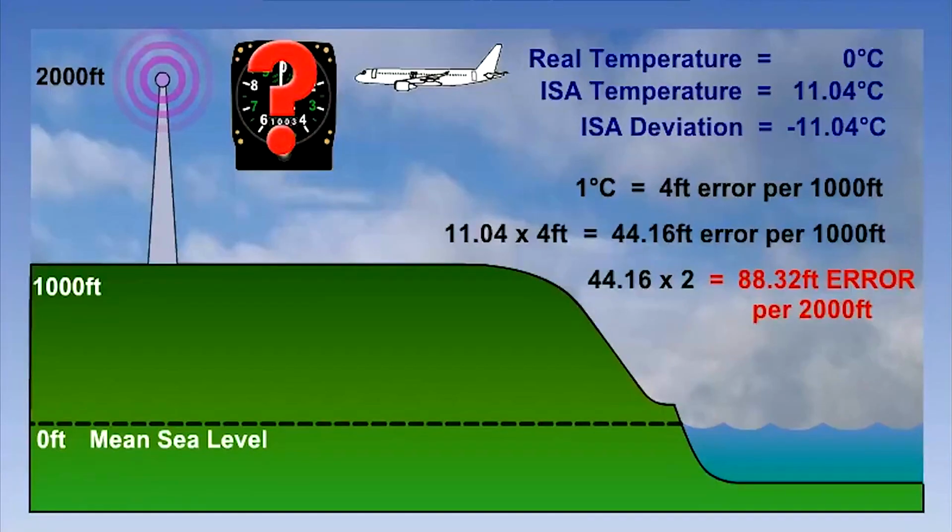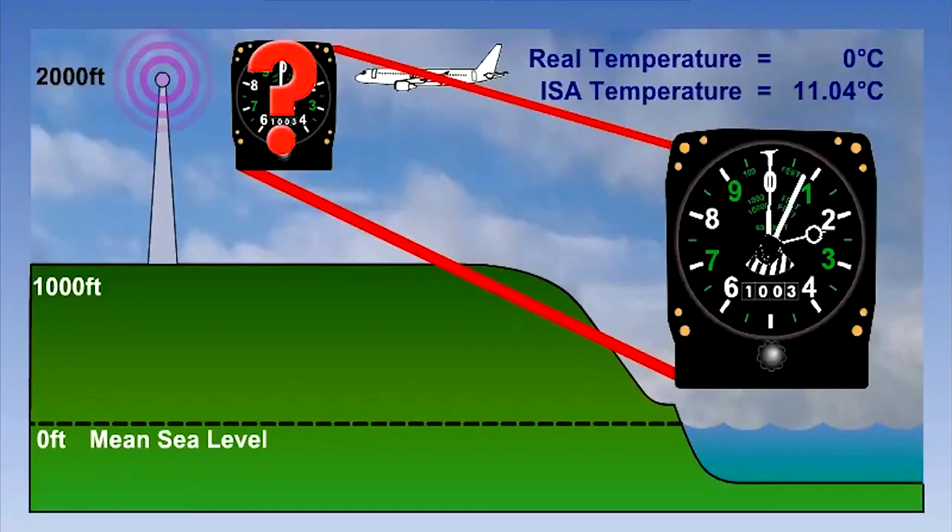If our aircraft is flying level with this mast, which has been shown to be 2000 feet above mean sea level, then that must be our true altitude. But will our indicated altitude be more or less than our true altitude? If you remember from earlier, we said that in colder than ISA conditions, the altimeter would overread, therefore our indicated altitude would be 2088 feet.